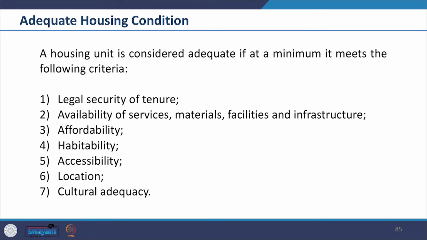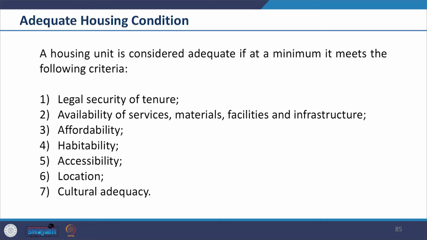So criteria 1, we see legal security of tenure. So if they have legal security of tenure, which guarantees legal protection against forced evictions, harassment and other threats. Second, we see availability of services, materials, facilities and infrastructure including safe drinking water, adequate sanitation, energy for cooking, heating, lighting, food storage or refuse disposal. Third, affordability, as a house is not adequate if its cost threatens or compromises the occupant's enjoyment of human rights.